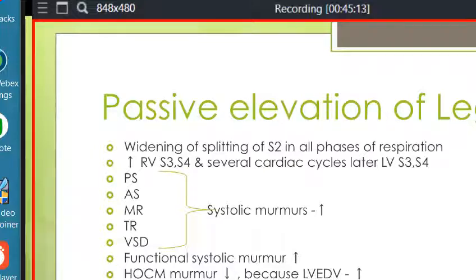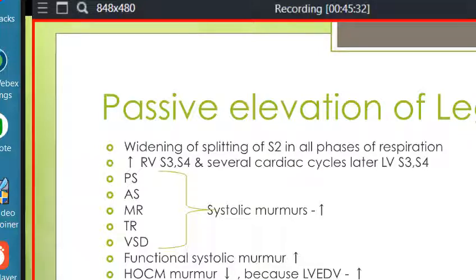The right ventricular third heart sound and fourth heart sound, and several cardiac cycles later, the left ventricular third heart sound and fourth heart sounds are also increased in intensity. The pulmonic stenotic murmur, the aortic stenotic murmur, the mitral regurgitation murmur, the tricuspid regurgitation murmur, and the ventricular septal defect murmur, the systolic murmurs are increased.